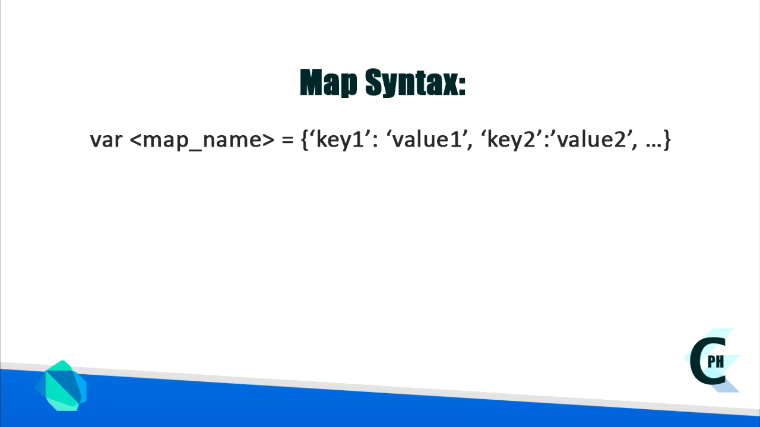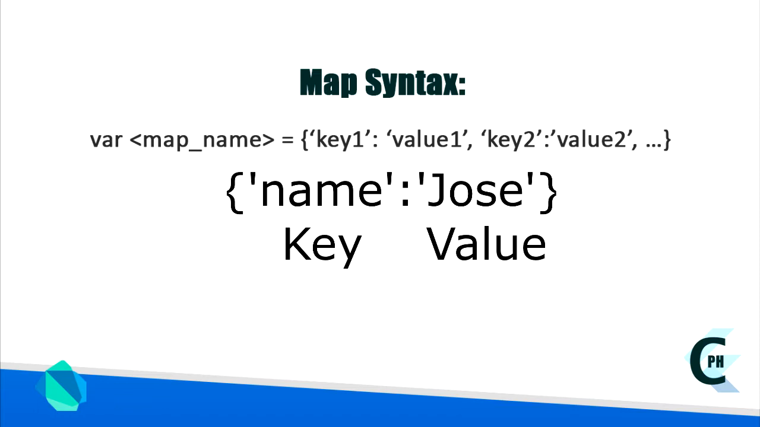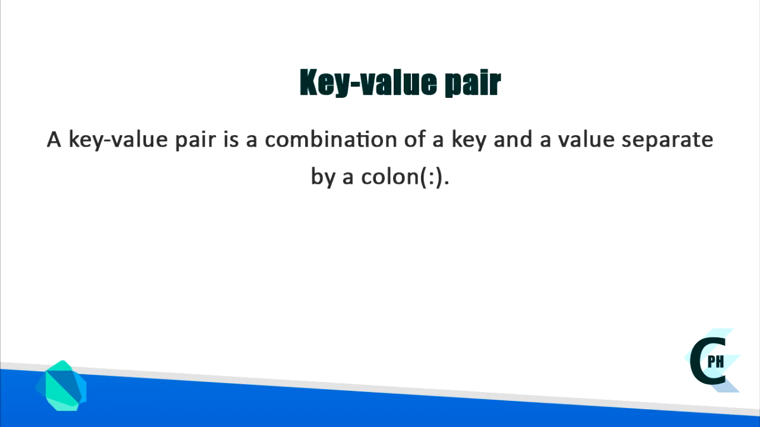var mapName = {key1: value1, key2: value2} and so on and so forth. So as you can see, there is a key value pair. A key value pair is a combination of a key and a value separated by a colon. So here is an example of a map.